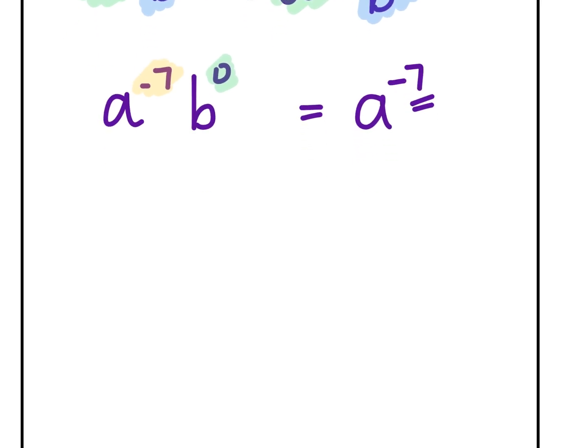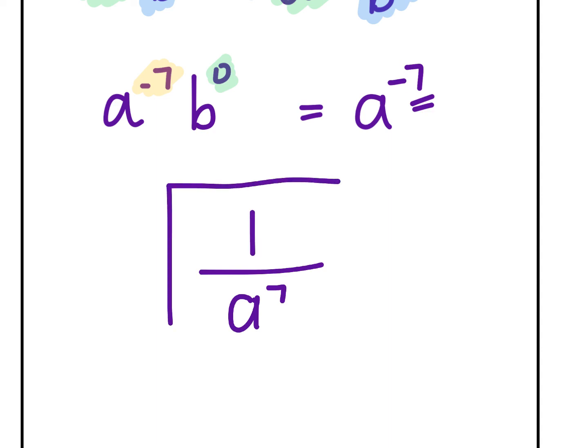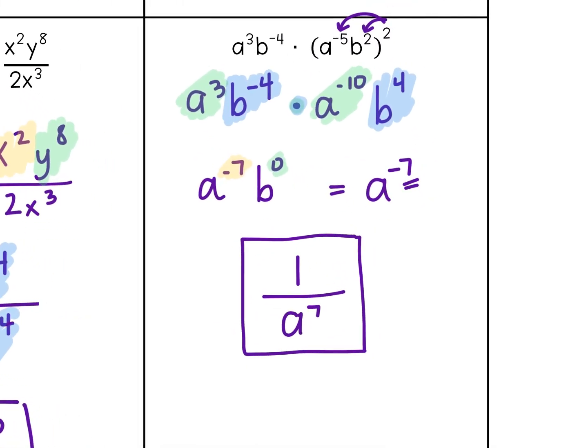So over here, I could just rewrite this as a to the negative 7 times 1. And since it's times 1, we don't need to write that. But then again, it's still negative. I have to fix that. So we're going to turn this to a to the 7th at the bottom. But right now the top seems empty, so you're going to fill it in with a 1. This would be our final answer.